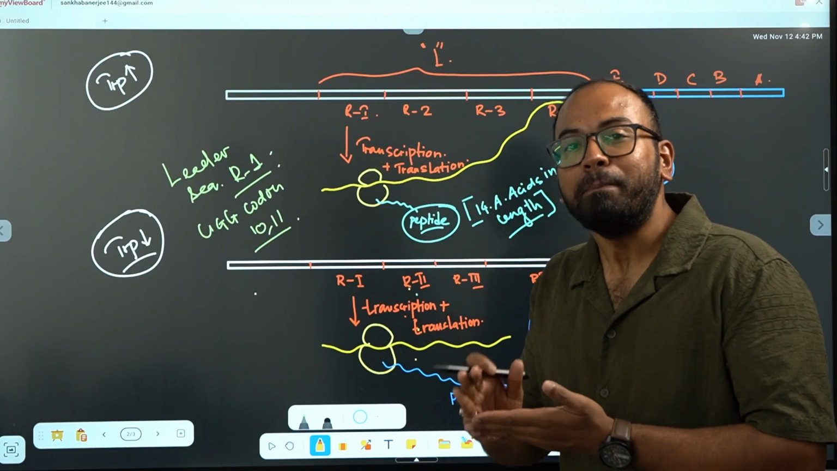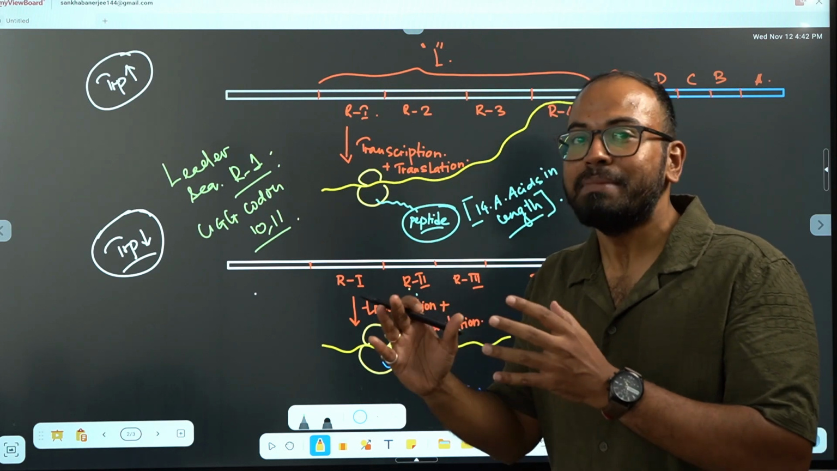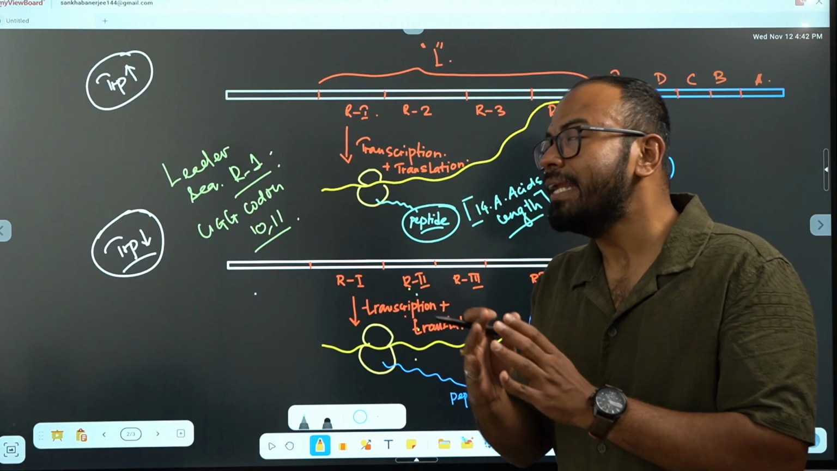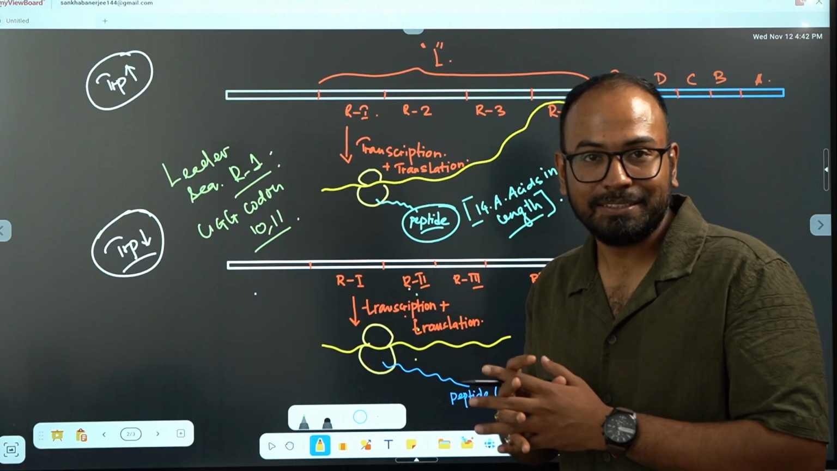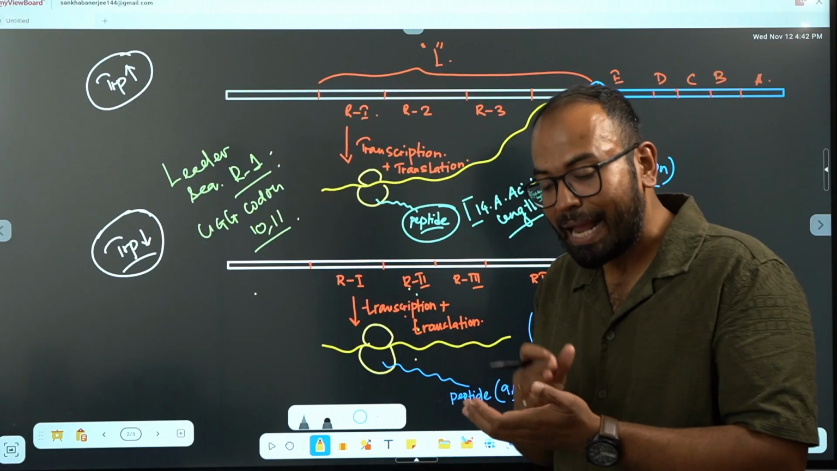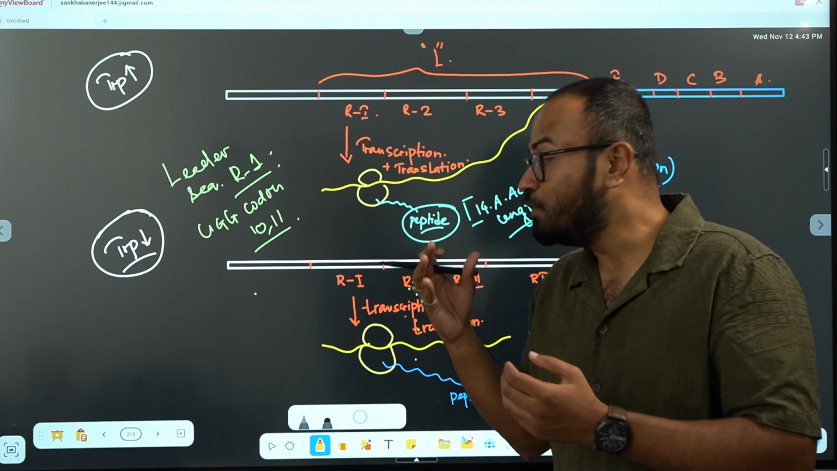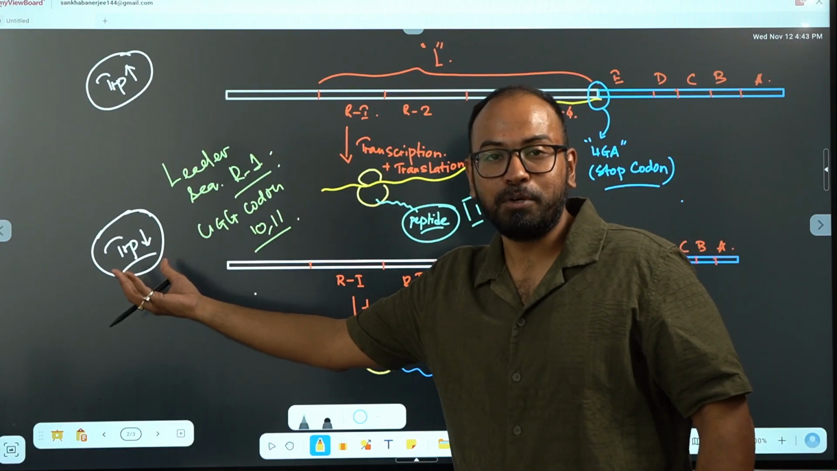Therefore, we will get a peptide. We will receive a peptide which should be approximately 9 amino acids in length. Because at the 10th amino acid there will be UGG, and as a result we will not get any kind of tryptophan from the medium.